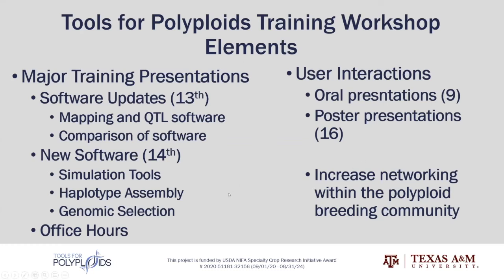Now, the thing we've added this year was to have more user interaction. Last year we just talked to you and then had the office hours. Now we want you to talk to us. So we have oral presentations. We have 9 of them throughout the day, interspersed with the major training presentations. And then we have a poster session with 16 posters. And the reason for this is to increase our networking within the polyploid breeding community. I firmly believe as we talk to each other, we get things done more efficiently. And it's always better to work as a group. And so that's the reason we did this.